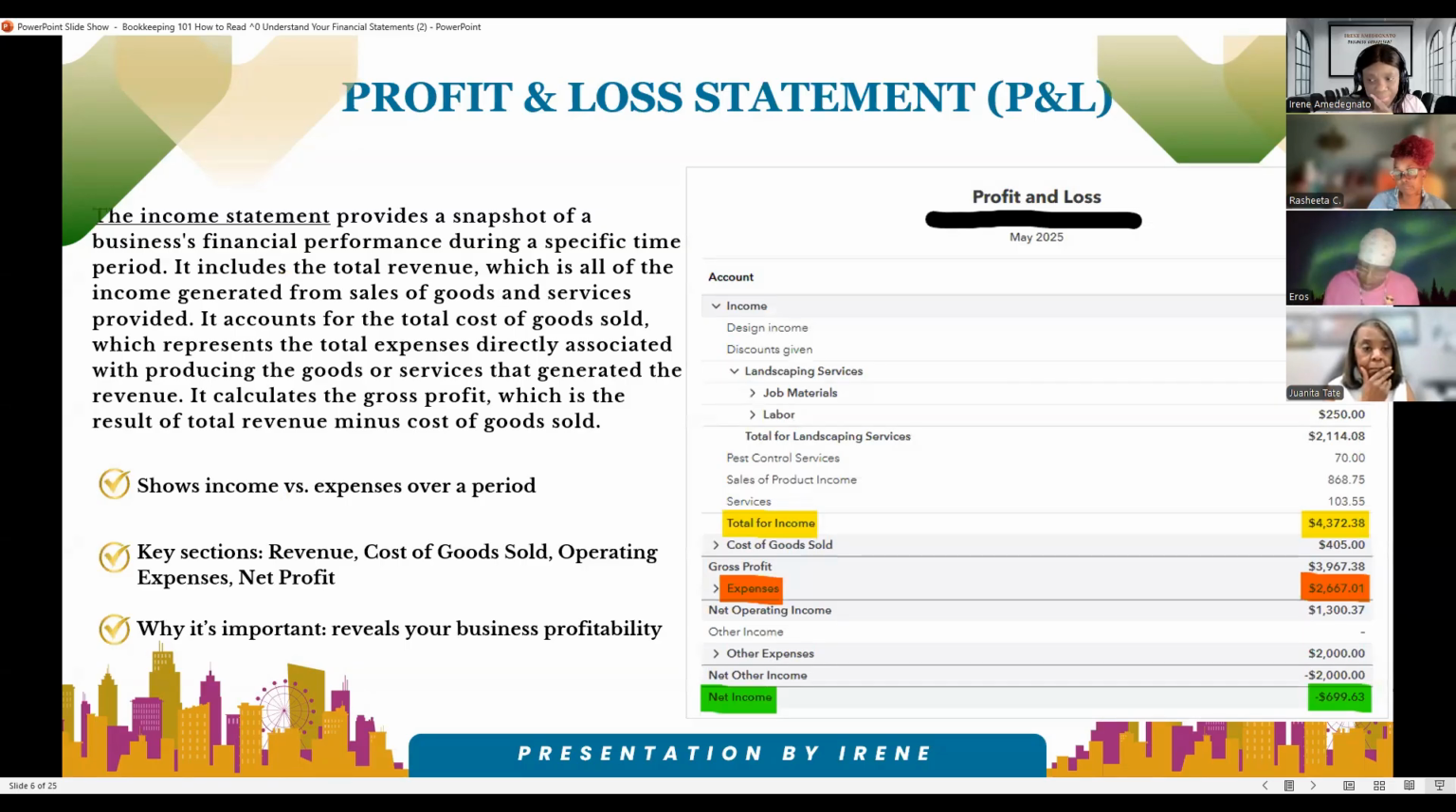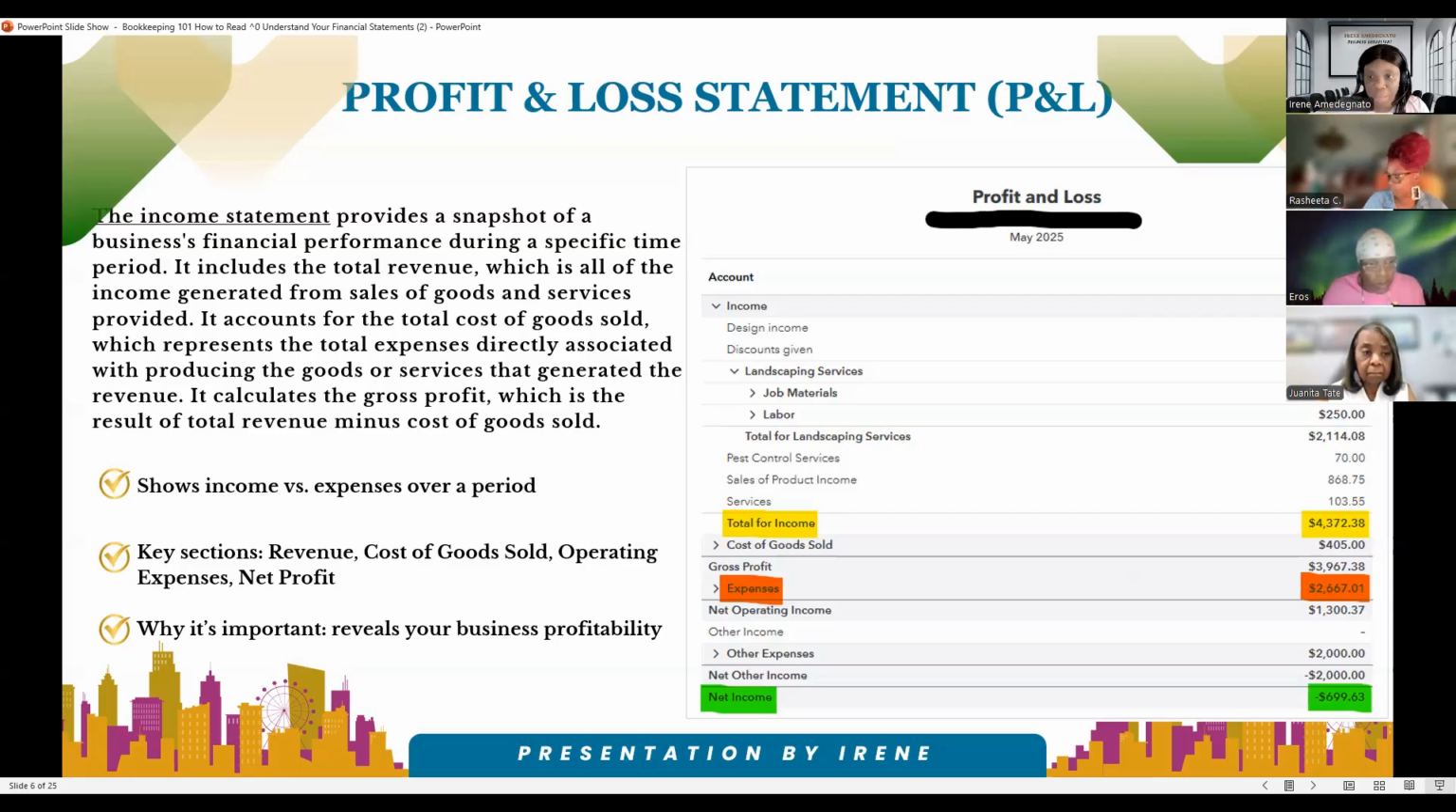Let's get started with the profit and loss or income statement, P&L. Some also just say P&L. So what does that mean? It provides a snapshot of your business financial performance during a specific time. I know it's a lot of information, but just remember that it shows you income versus expenses over a period of time. The key sections are revenue, cost of goods sold, expenses, and then net profit. It matters because it tells you exactly your business profitability, for example, if you are making money or not.